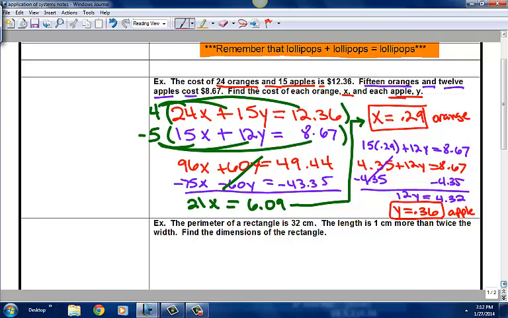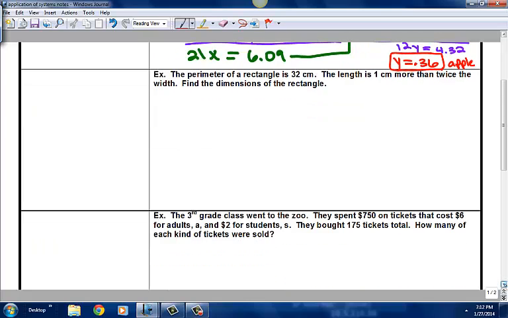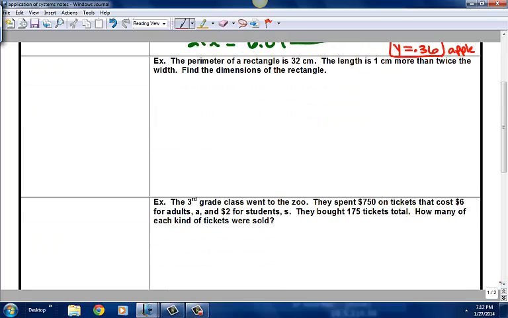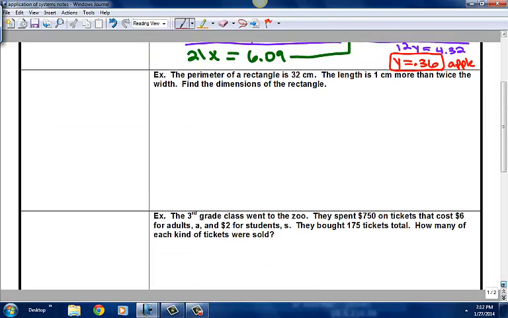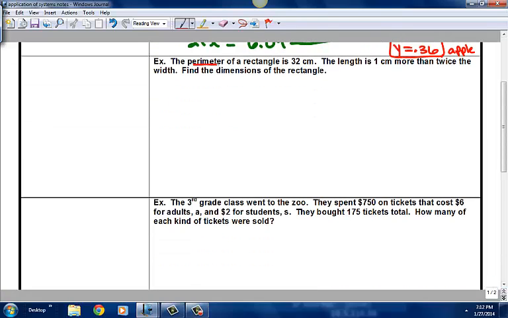Moving on down next, we got ourselves some more perimeter, because I know you guys love those perimeter problems so very much. Again, I just want you to write what you read. It says the perimeter of a rectangle, so it makes it very easy. You know that's 2L plus 2W. Is the equal sign, and then they tell us the perimeter is 32.